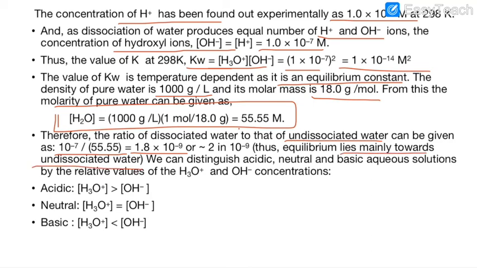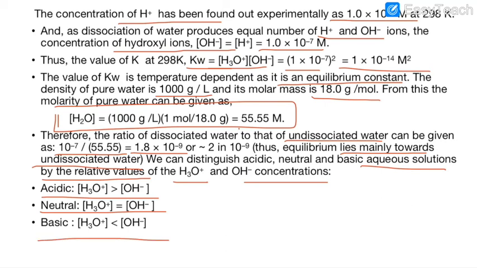We can distinguish acidic, neutral and basic aqueous solutions by the relative values of H3O plus and OH minus concentration. In acidic solution, the concentration of H3O plus ion will be greater than OH minus ion. In neutral solution, the concentration of hydronium ion will be equal to hydroxyl ion, and in basic solution, the concentration of hydroxyl ion will be greater than the concentration of hydronium ion.